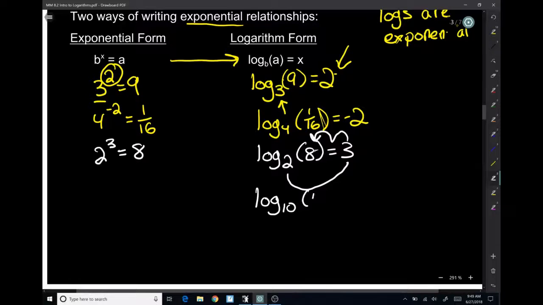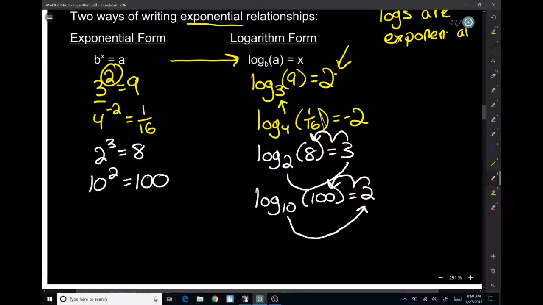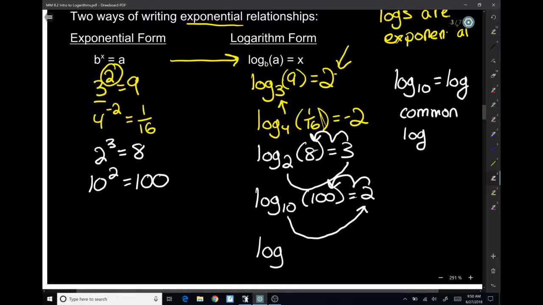And if we had log base 10 of 100, well, that equals 2. Why? Because 10 to the second is 100. Whenever you have a log of base 10, we don't write the 10. We just call that log. Because in that chart we looked at in the last period, it was all powers of 10. This is called the common log. The common log is when you have a log of base 10. We don't actually write the base. So I could just say log of 1,000. And I know that's 3, because there's a 10 here, and 10 to the third is 1,000.